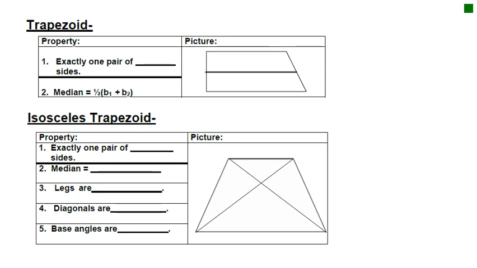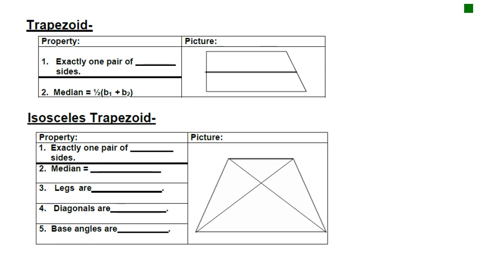So now we're going to go over specific properties of the trapezoid and isosceles trapezoid. So make sure you're now on the trapezoid tab, and you're going to write these notes on there. All right, so first we're going to talk about a trapezoid.